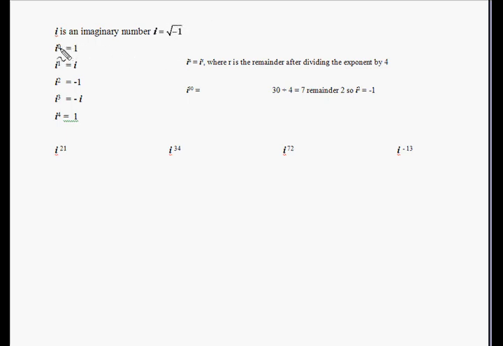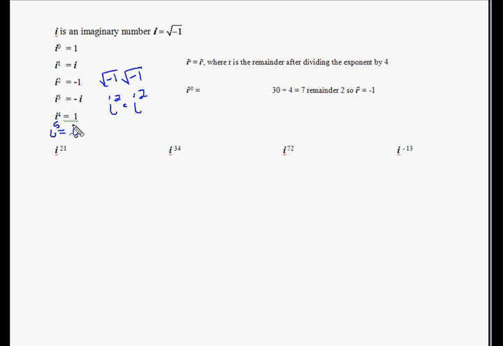We might notice a pattern. I to the 0 is 1, I to the 1 is I. I squared is taking the square root of -1 and multiplying it to the square root of -1. And when you multiply a radical to itself, you just get the radicand. I cubed is I squared times I. And I to the 4th is multiplying I squared times I squared. So if I squared is -1 and I squared again is -1, when you multiply those two together, you get +1.